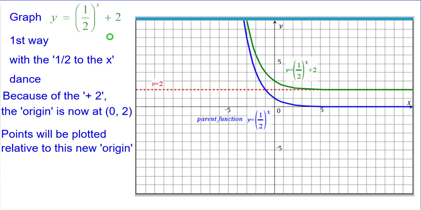Comparing that to the parent function, we can see that going from the blue to the green, at that point we're going up 2 units. From there to there, up 2 units. In fact, from blue to green, it's up 2 units all along.